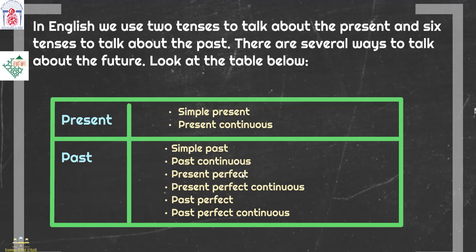Remember, please, that present perfect and present perfect continuous, though the word present is there in the name, we don't use them to talk about an action in the present, but rather to indicate that something happened at a certain time in the past, okay?